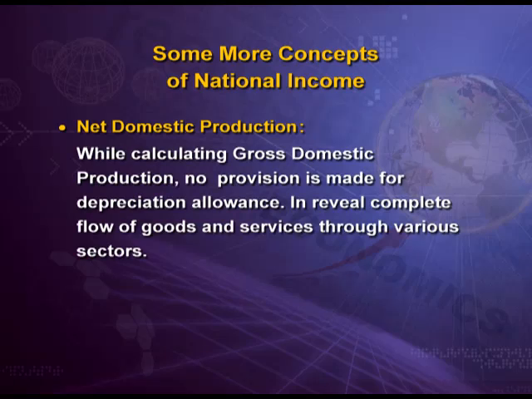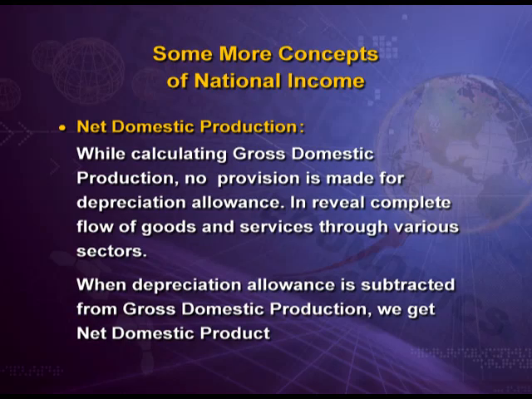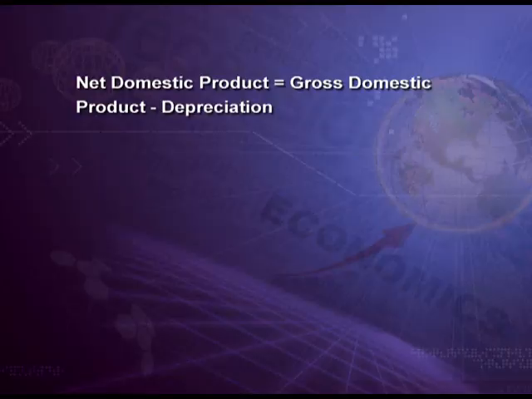While calculating gross domestic product, no provision is made for depreciation allowance. It reveals complete flow of goods and services through various sectors. When depreciation allowance is subtracted from gross domestic product, we get net domestic product. As we know, gross minus depreciation equals net. Net domestic product equals gross domestic product minus depreciation.